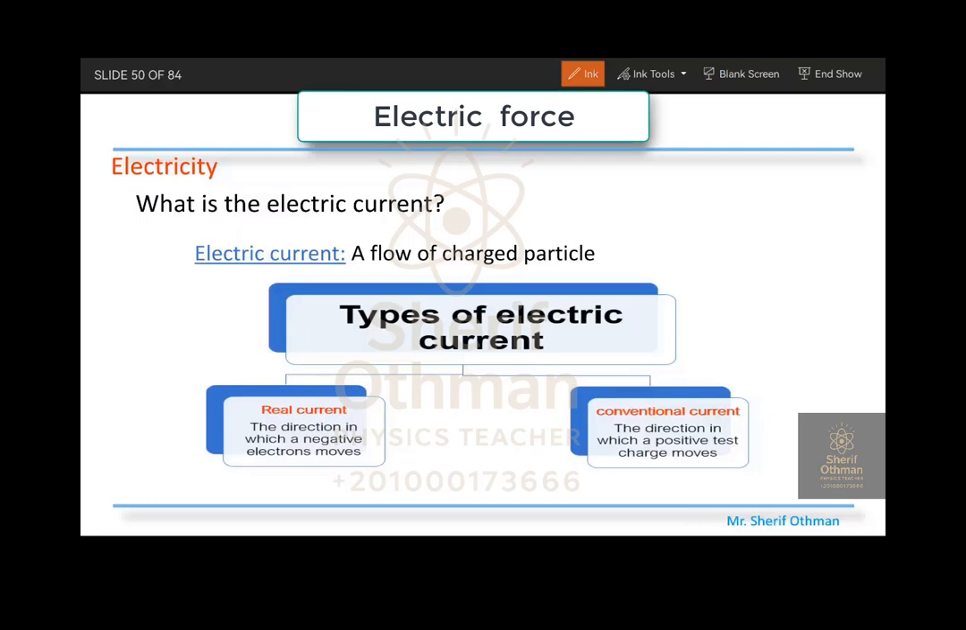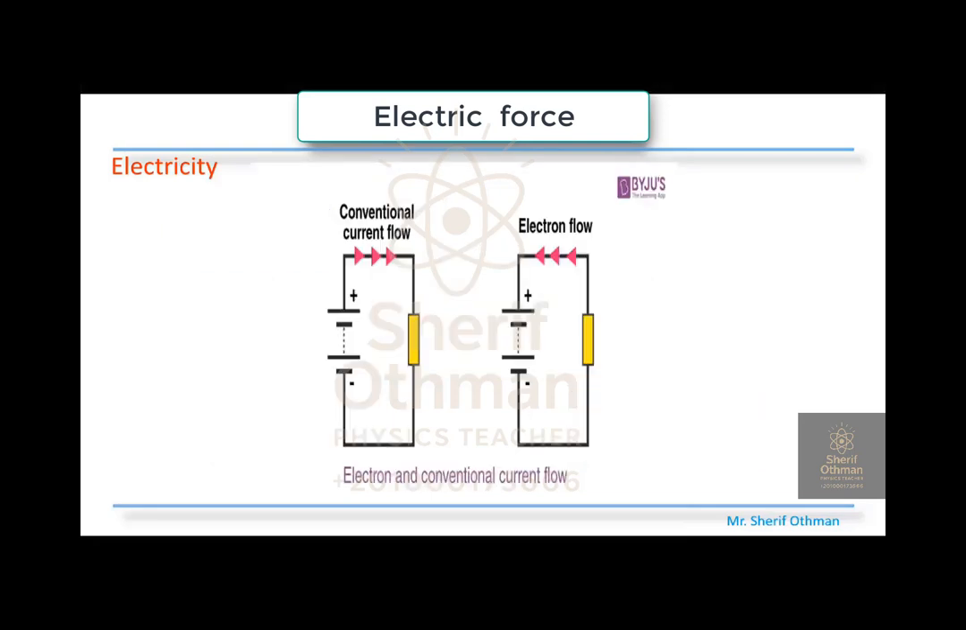So, real current is the direction in which a negative electron moves, while conventional current is the direction in which a positive test charge moves. Here is the direction of conventional current from positive to negative through the circuit, and here is the movement of real current, which is called electron flow, from negative to positive.